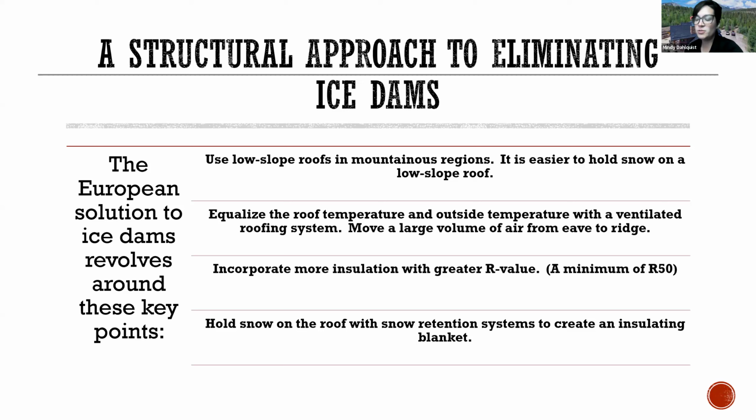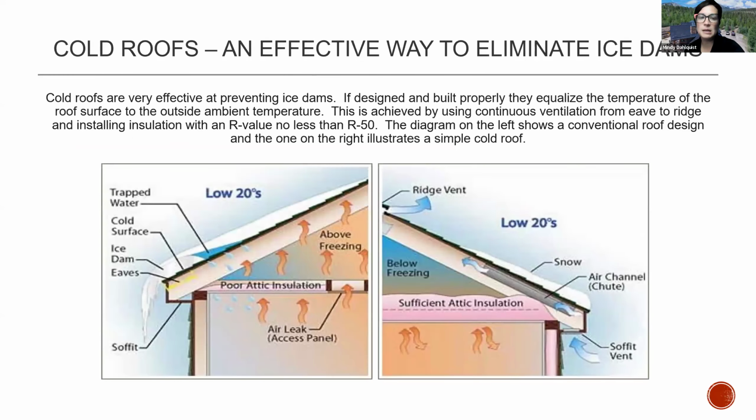So what they're doing there is moving a large volume of air from eave to ridge, an equal amount of large volume of air as well, and incorporate more insulation with a greater R value, so a minimum of R50. So depending on your location, that might be an unheard of amount of insulation. If you're in a mountainous region, oftentimes that's pretty much code. So they also would then hold the snow on the roof with a snow retention system, creating that insulating blanket.